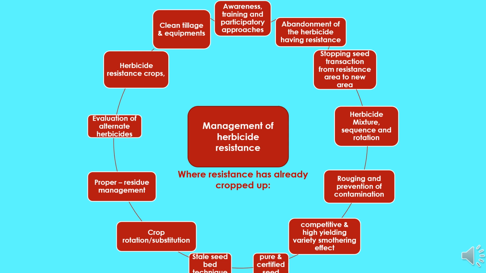Another factor is the stale seed bed technique, like control of Phalaris minor. The weeds are allowed to sprout, followed by killing them with non-selective herbicide sprays like glyphosate. And there should be crop rotation and substitutions, which facilitate herbicide rotation, which is very effective. And there should be proper residue management, which controls dispersal. Evolution of alternative herbicides having different modes of action, and using them in appropriate dosage and time, is very important.